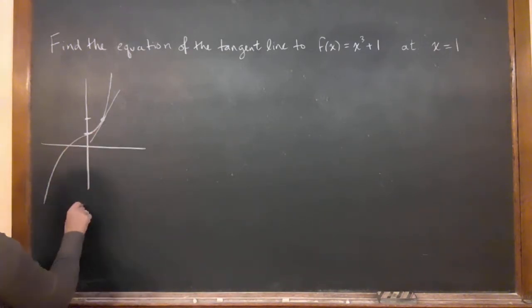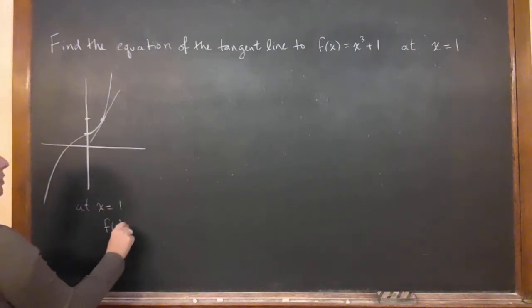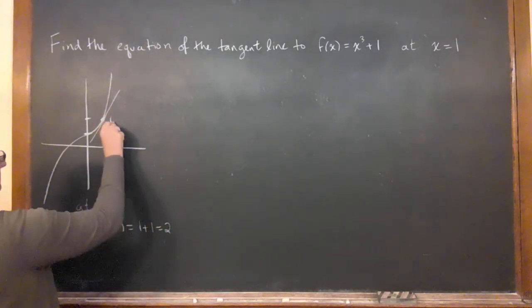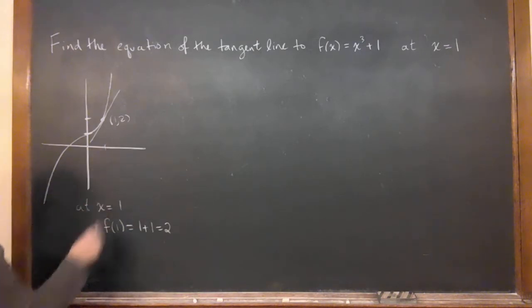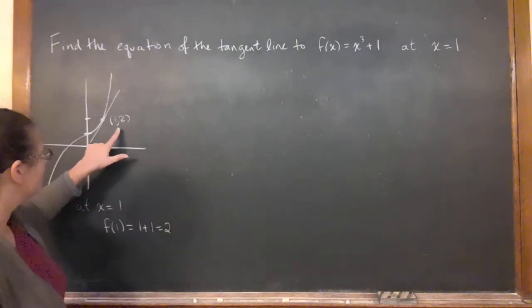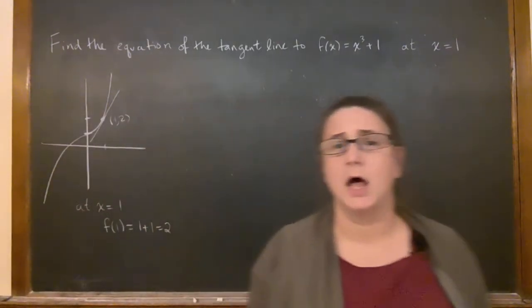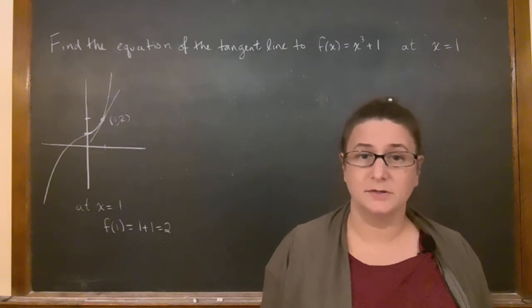Now I put it through there. Let's see. At x equals 1, f of 1 equals 2. So this point is 1, 2. Okay, easy enough to find that. So I have the coordinates of the point. In order to write the equation of the line, I need the slope. So in order to do the slope, I need the derivative.